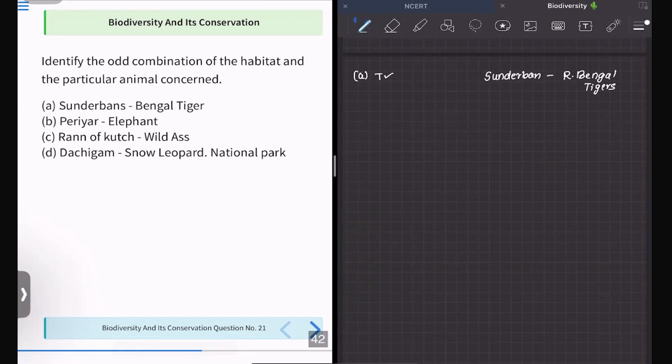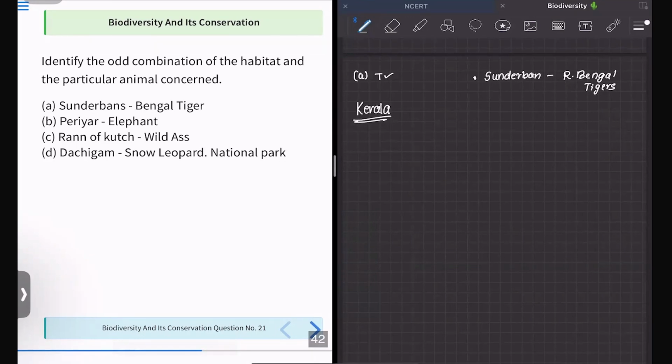In option B, they have given Periyar is for elephants. Now, you might not have heard where Periyar is. Actually, Periyar is in Kerala. Now I think you might be able to answer whether in Kerala we have elephants. So yes, you have seen in many South movies or TV channels that elephants are found in great number in Kerala.